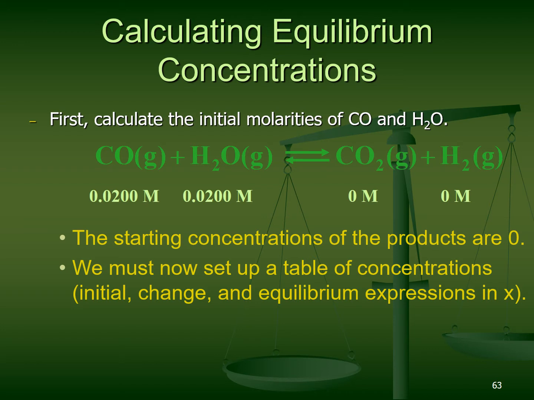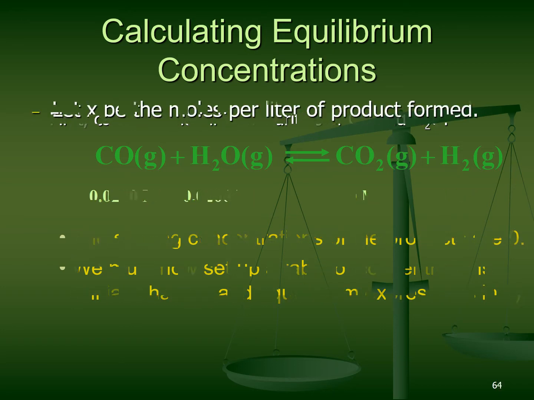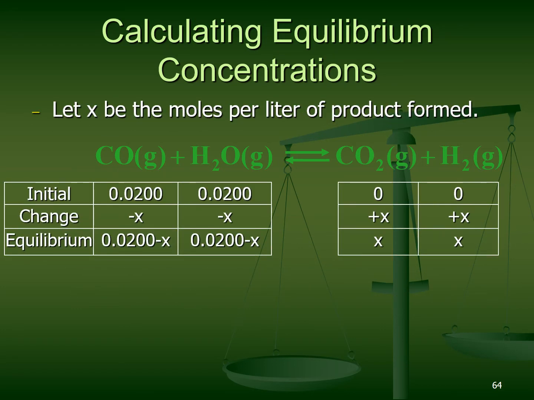We set up this ICE chart where it's initial, change, and equilibrium. So here we have our initial 0.02 molar, 0.02 molar, 0, 0. Now, we don't know how much CO is going to react. We don't know how much H2O is going to react. We don't know how much CO2 or H2 will be produced, but we do know how they're related to each other. So this is a nice simple one because everything has a 1 for a coefficient.